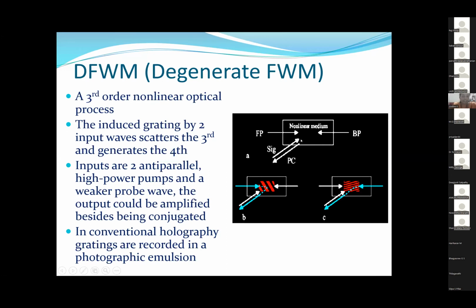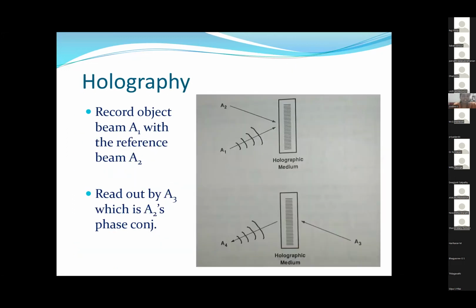So for this input, you give two anti-parallel, opposite-side inputs, and you send a weak probe signal. Finally, you're going to get a fourth beam, which is the phase conjugate of this signal beam. This is called phase conjugation.